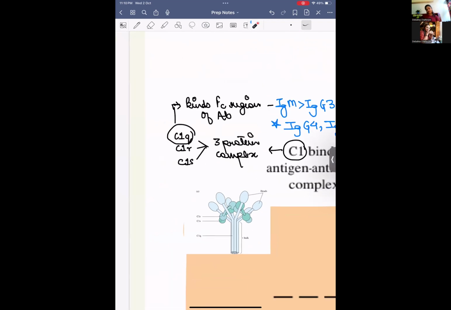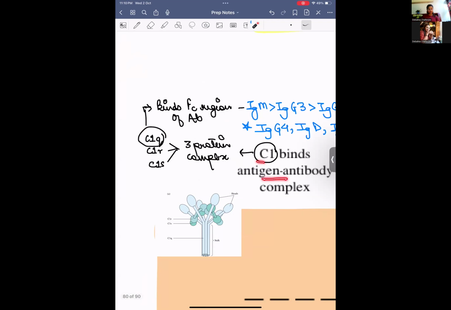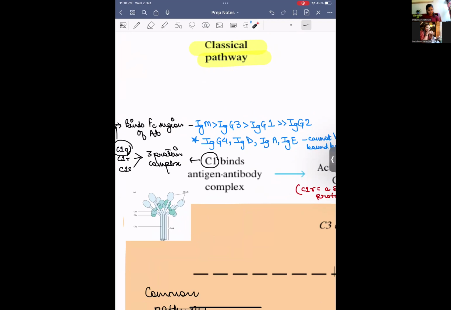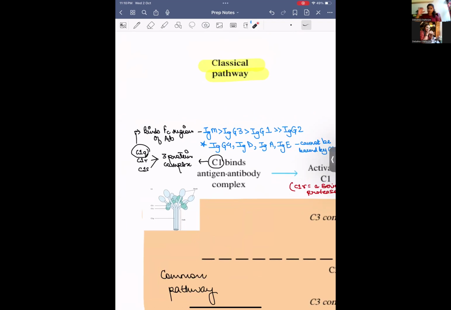So once we have the C1 binding to the antigen antibody complexes, which part of C1 binds? The C1q. The C1q part binds the Fc region of antibody molecules. Now, the affinity of binding of C1q to all the different subtypes, or isotypes, of antibodies is not the same. The strongest binding is of C1q with IgM.